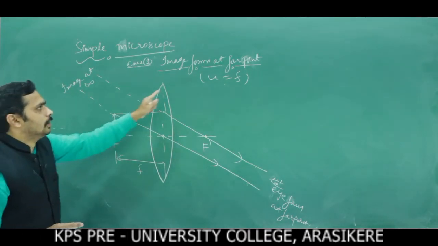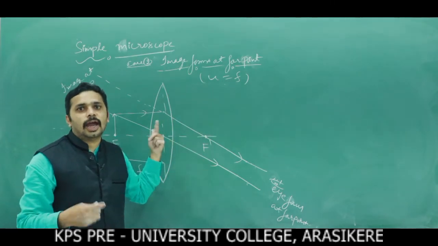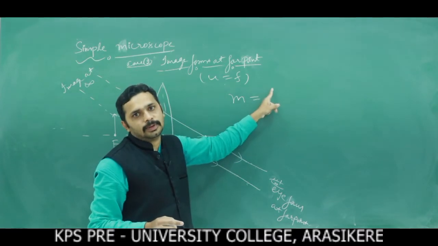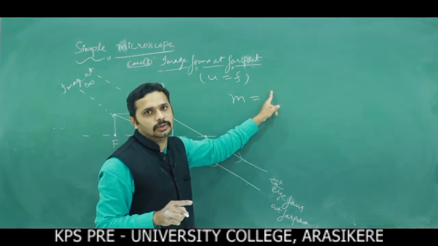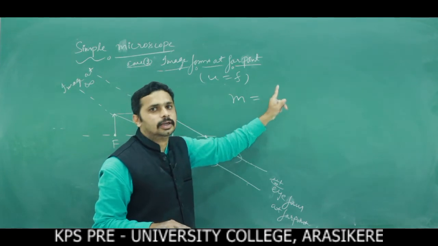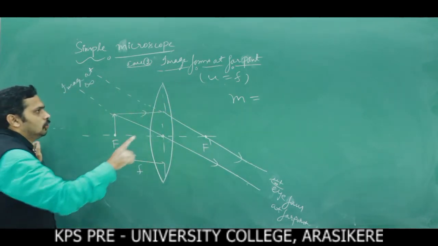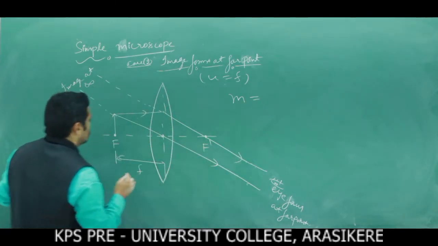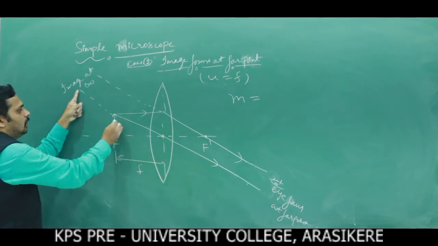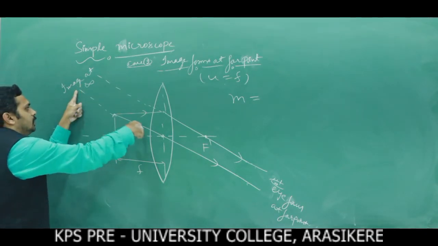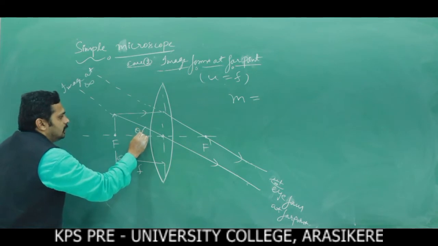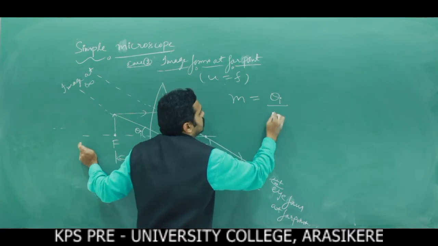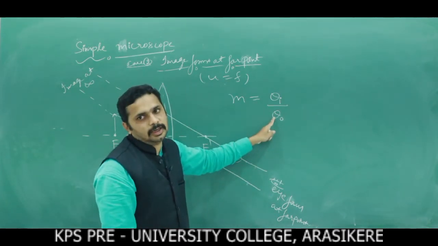Look at here. Now what is the magnification? Here I am using angular magnification. What is angular magnification? We know it is the ratio of the angle subtended by the image to the angle subtended by the object at the eye. Suppose this is the image, and this is the object. This angle is theta i. What is theta i? The angle subtended by the image. What is theta naught? The angle subtended by the object.